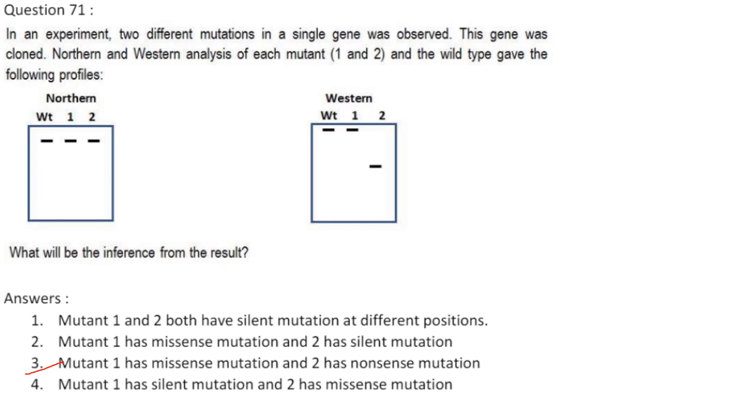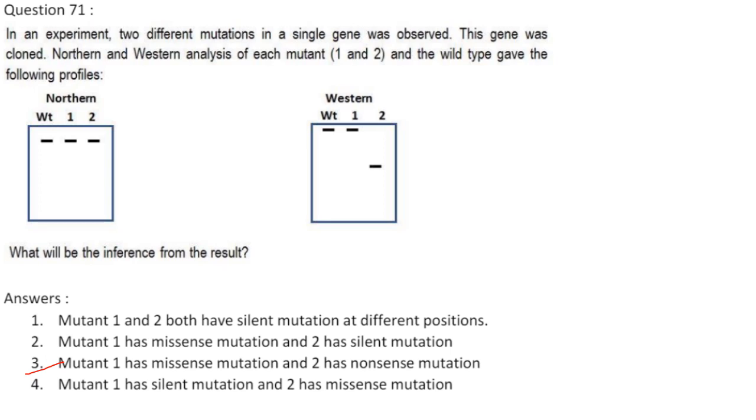In an experiment, two different mutations in a single gene were observed. This gene was cloned. Northern and Western analysis of each mutant 1 and 2 and the wild type gave the following profile. What will be the inference from the result? Answer is option 3, that is mutant 1 has missense mutation and mutant 2 has nonsense mutation. How will we come to this conclusion?